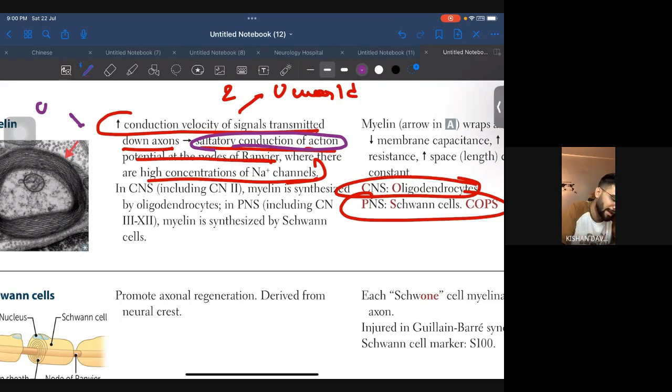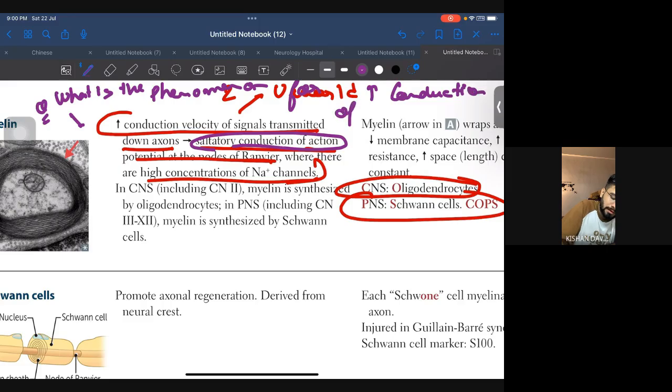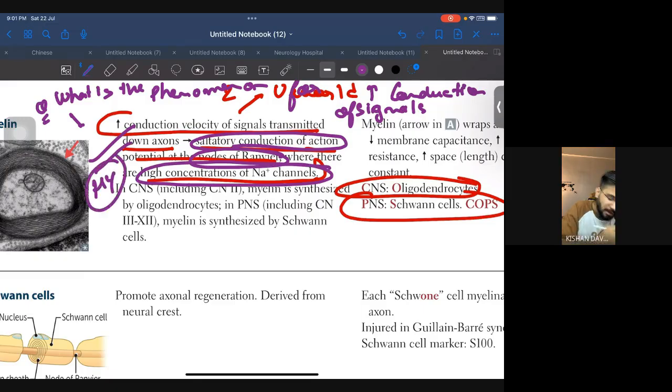Or in the UL, they ask what is the phenomenon for increase in conduction of signals in myelin sheath. Okay, so saltatory conduction of action potential is very important. Okay, now where does this saltatory conduction occur? Nodes of Ranvier. And what is present at the nodes of Ranvier? High concentrations of sodium channels. Very, very high yield information. They will focus on the basics in Step 1, and this is one of the basics that I want you to remember.